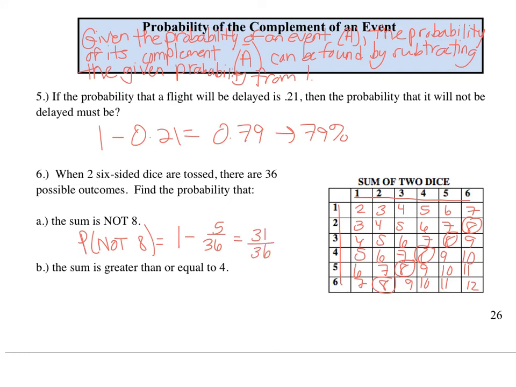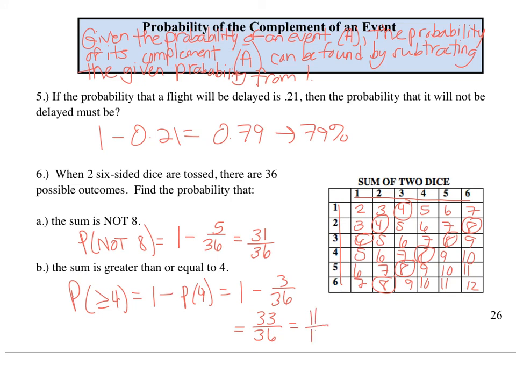Last part of the example here, the sum is greater than or equal to 4. Well, that's going to equal 1 minus the probability that it is less than 4. And the probability that it's less than 4, 1, 2, 3. There's only 3 ways it can happen out of 36. So you get 33/36. Or if you'd like to reduce, divide by the 3 and you'll get 11/12.